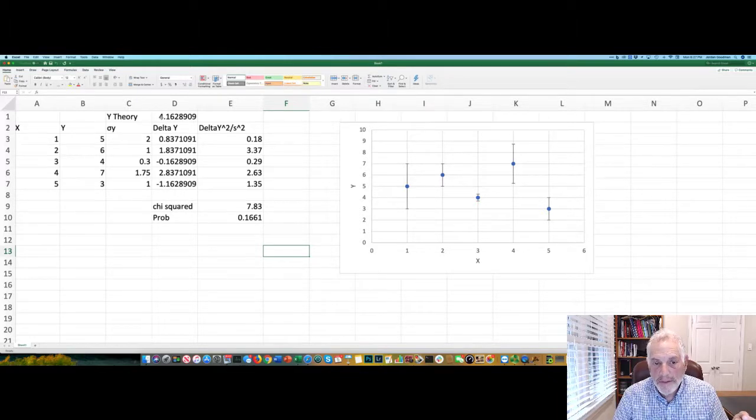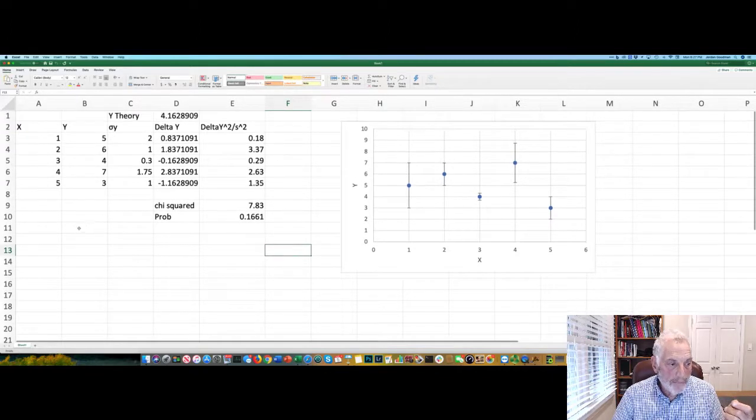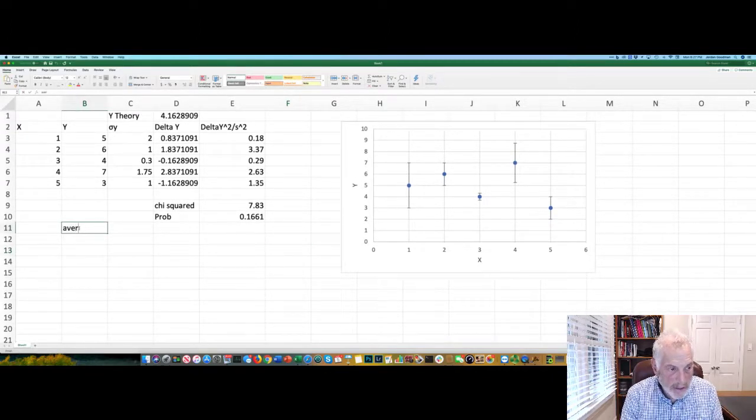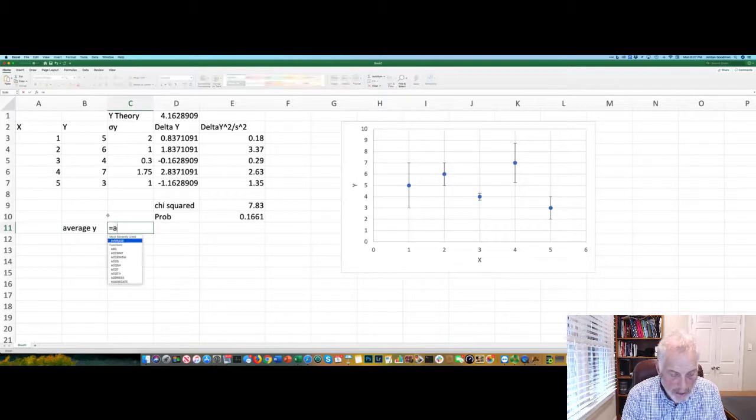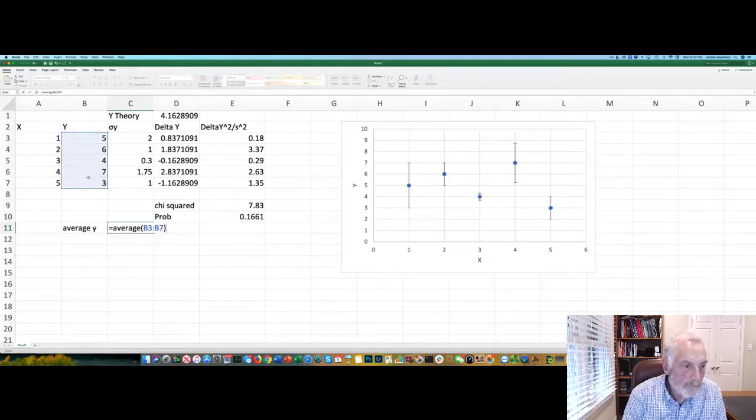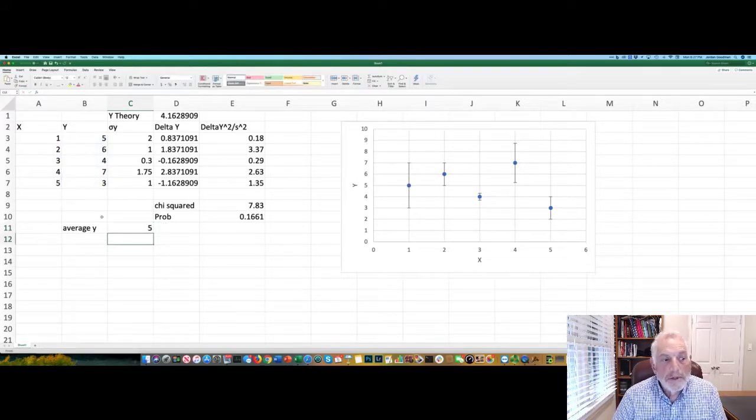And just to remind you, if we were to compute the average value of y, let's just say average y, we would find that the average value of y equals the average of these, which is 5, which is what our first guess was, and you can see that 4.16 minimizes chi-squared and therefore is the best fit.